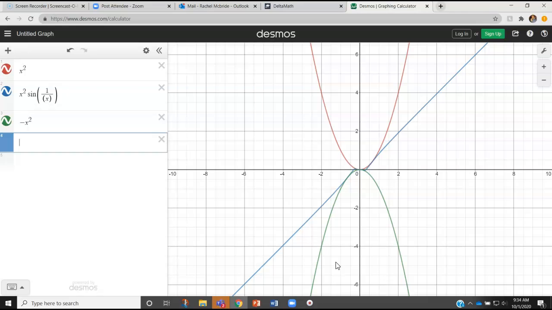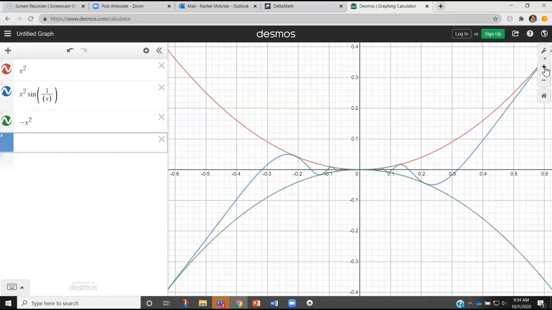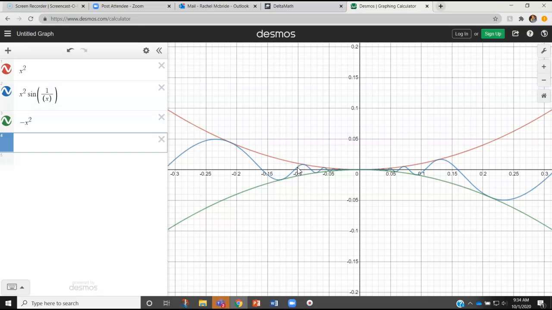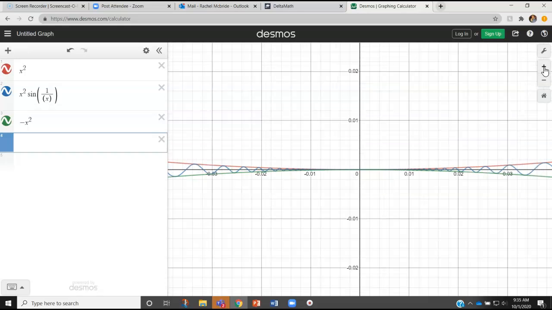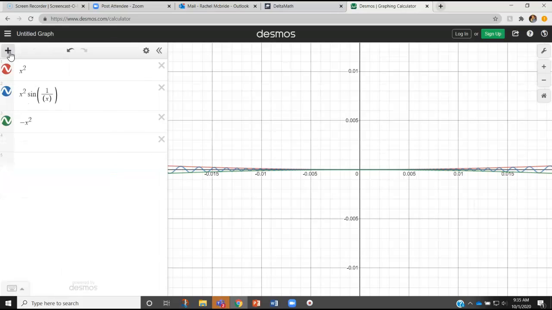So you can see here, you have the red, the green, and the blue. And if I zoom in really, really close, we can see that oscillation of the sine function getting closer and closer and closer. And can't you see how all of the functions are really going to 0? I'm not very good at Desmos. I'd love to show you a table. There we go.